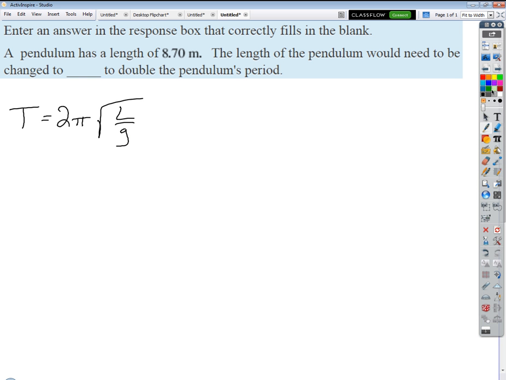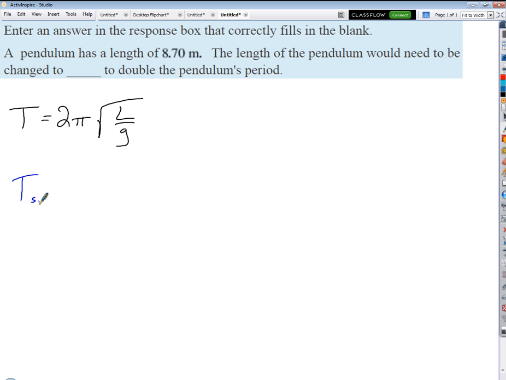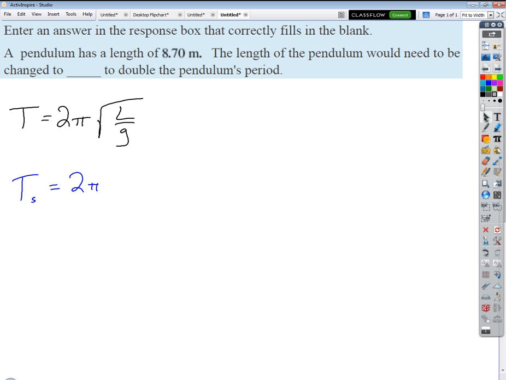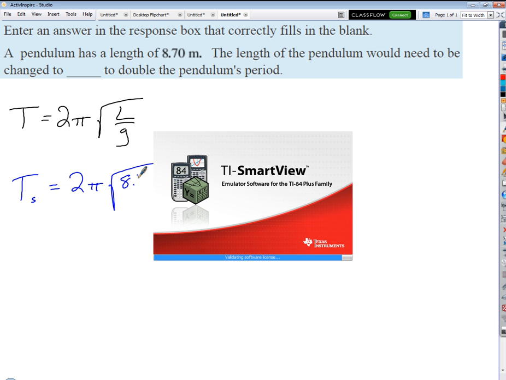So if I want to solve for the T that goes with this length, we'll call that T_S for the short period. It's going to be 2 pi times the square root of 8.70 divided by 9.80. And it's going to give us an answer here in a second.